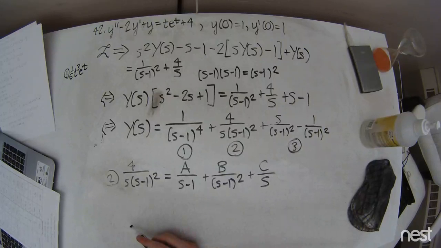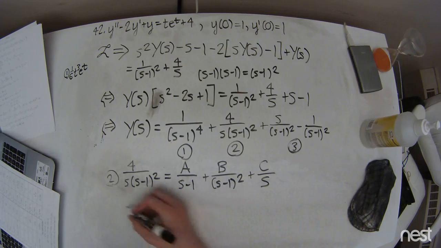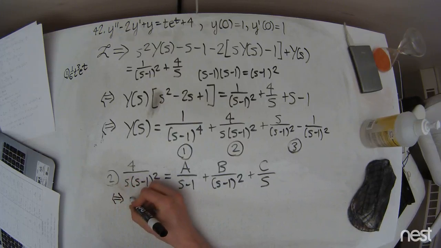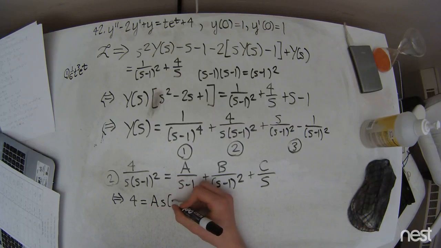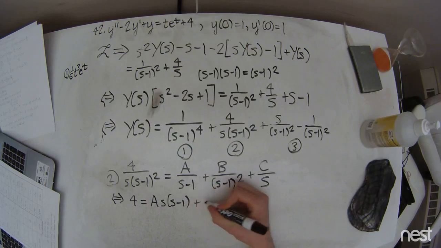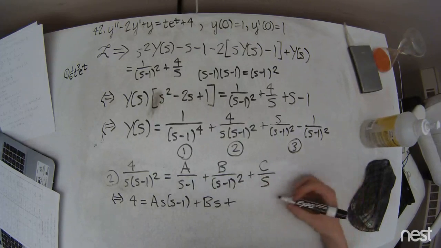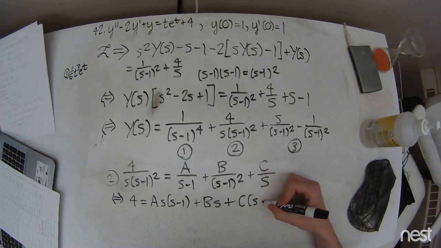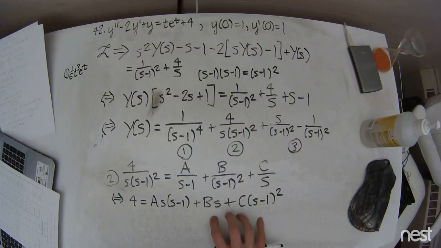So now we can multiply each side by this denominator here, s times s minus 1 squared. So doing that, we're going to get 4 equals a times s minus 1, plus bs, plus c times s minus 1 squared. Alright, so now we need to pick values of s that will cancel out two of these terms, but leave one of them remaining so we can solve for it.